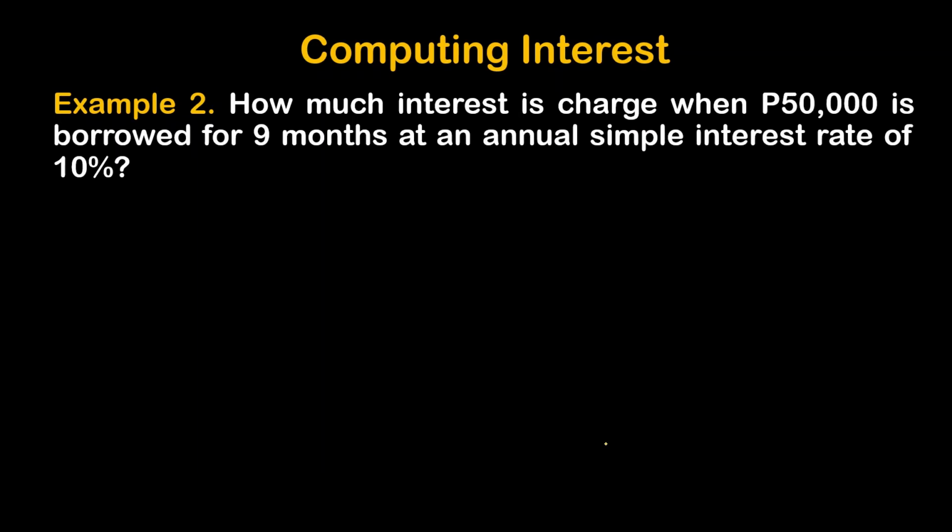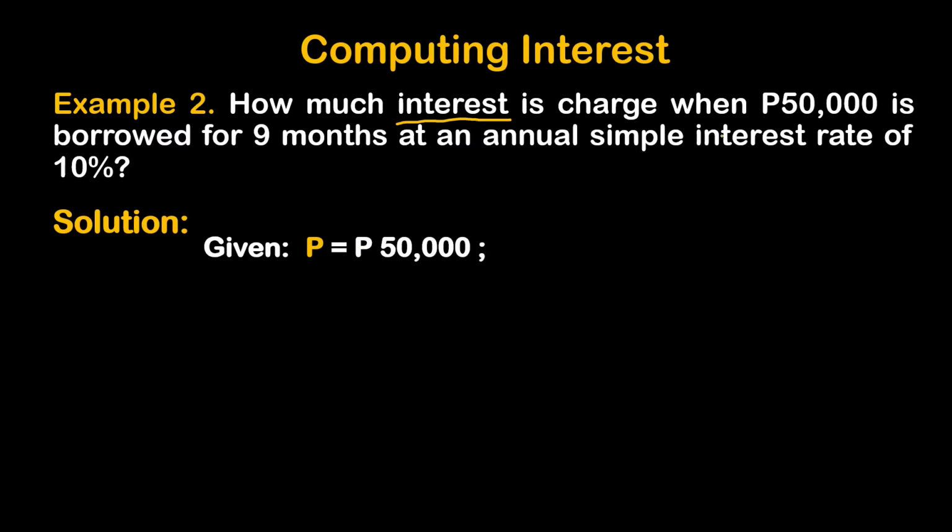So dito, how much interest is charged when 50,000 pesos is borrowed for 9 months at annual simple interest rate of 10%. So again, ang problem natin dito is to find the interest. So that means we need to compute what is the amount of interest. So in this case, first natin gagawin is to identify what are the given in the problem. So ang given natin dito is, of course, we have the principal amount of 50,000 pesos, or this is the amount that is being borrowed, for 9 months.